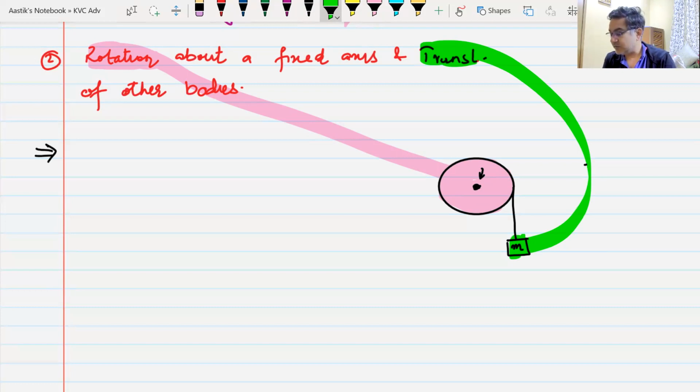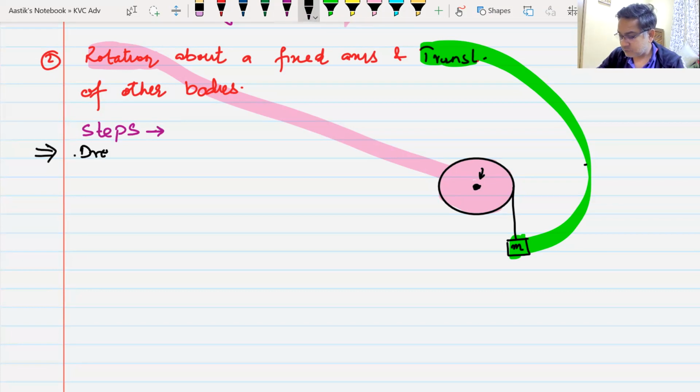How are you going to solve such questions? Steps for solving. Step number 1: isolate the bodies and draw FBD. When I say FBD, you must draw all the forces. Do we understand this?